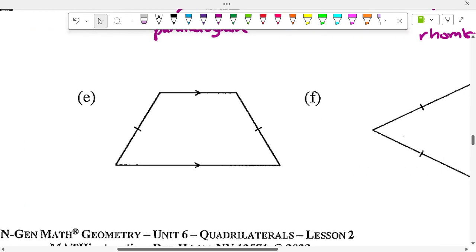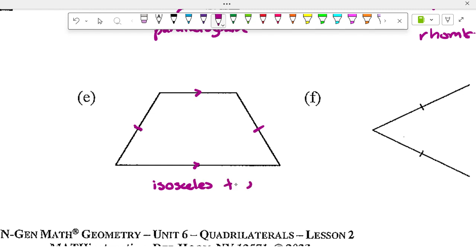All right, now be careful with this one. We have a set of parallel marked, but we also have congruency marked. So what is this? It's a trapezoid because it has one set of parallel sides, but we can go further and say it's isosceles because it also has two congruent sides. So we can say this is an isosceles trapezoid. Which, remember, isosceles is just a fancy name for saying two sides are congruent.